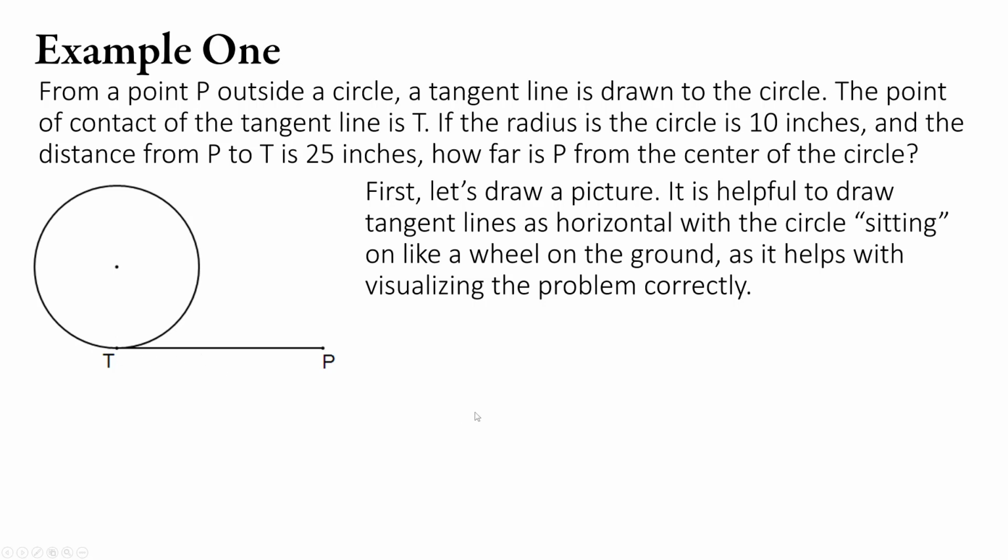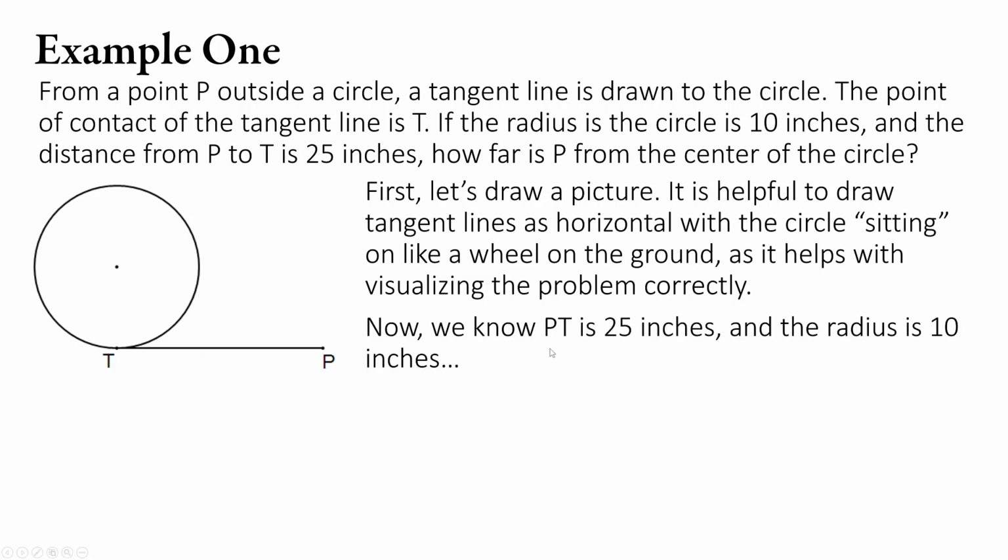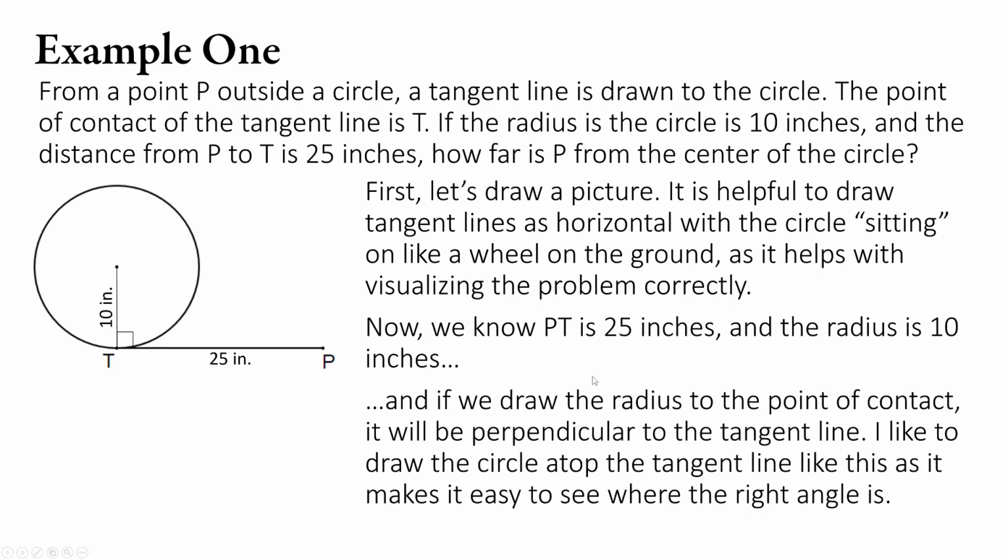Now, let's add what we know. P to T is 25 inches and the radius is 10 inches. So there's 25 inches, and I've drawn the radius to the point of tangency. That's 10 inches. And we know that it will be perpendicular to the tangent line from the tangent radius theorem. This is the reason I like to draw the tangent lines horizontal with the circle sitting on top of it. It really helps to see where the right angle is in the problem, that it's here at the point of contact.